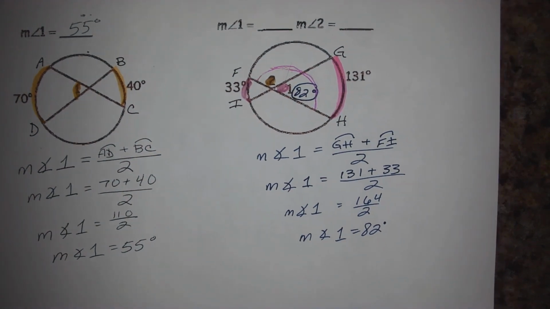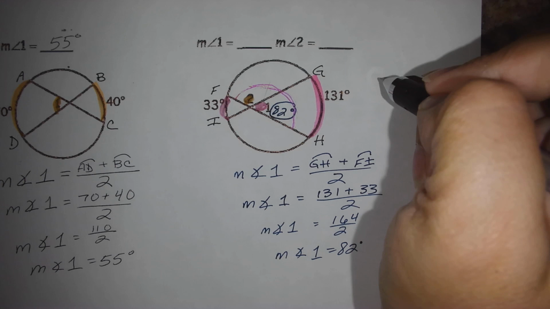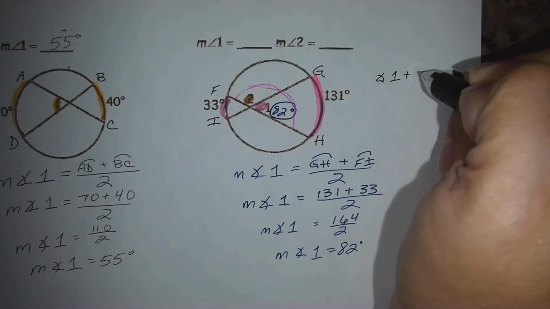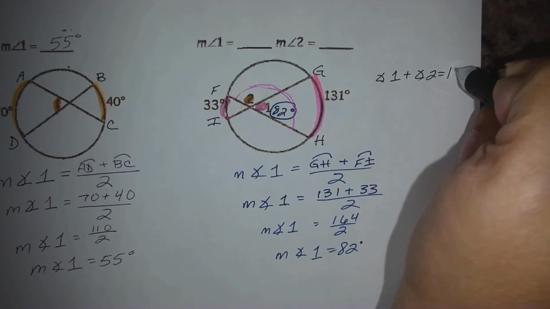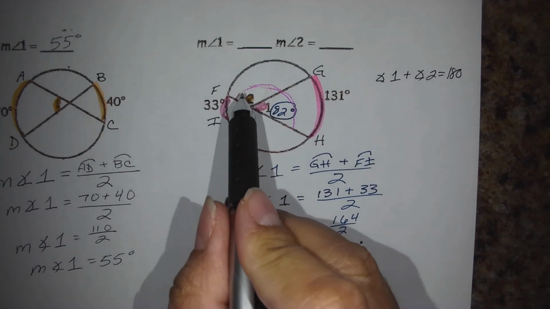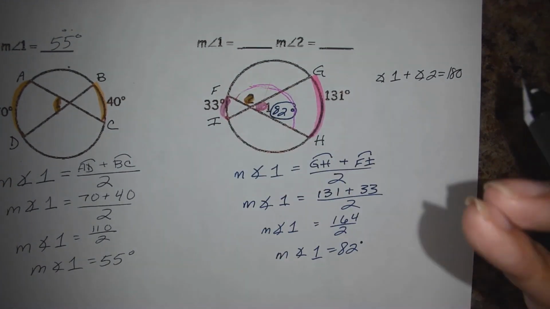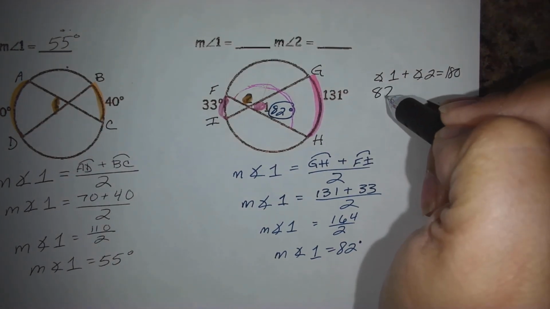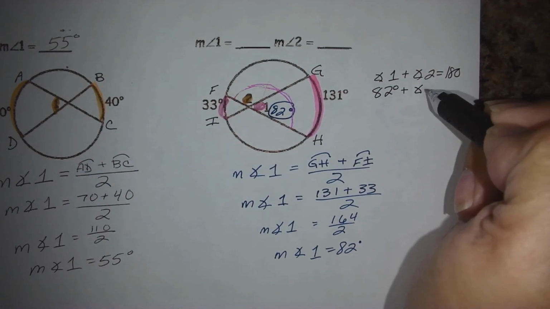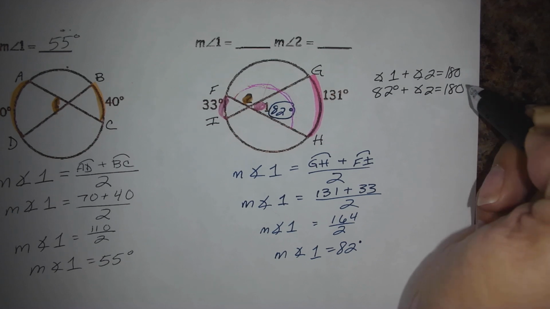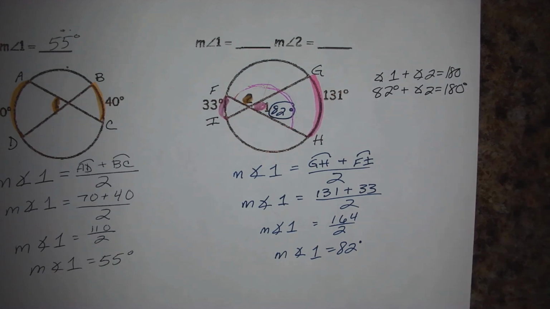So I know that angle 1 plus angle 2 should equal 180 degrees. Again, because they are supplementary. They are a linear pair. So I know angle 1 is 82 degrees. I don't know angle 2. And I do know that they're supposed to add to 180 degrees. So you work that out. Let's see what you get.